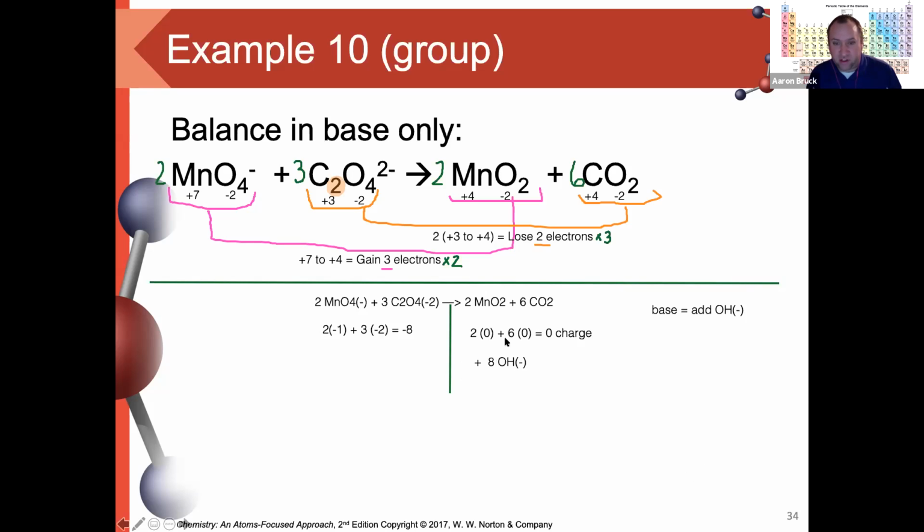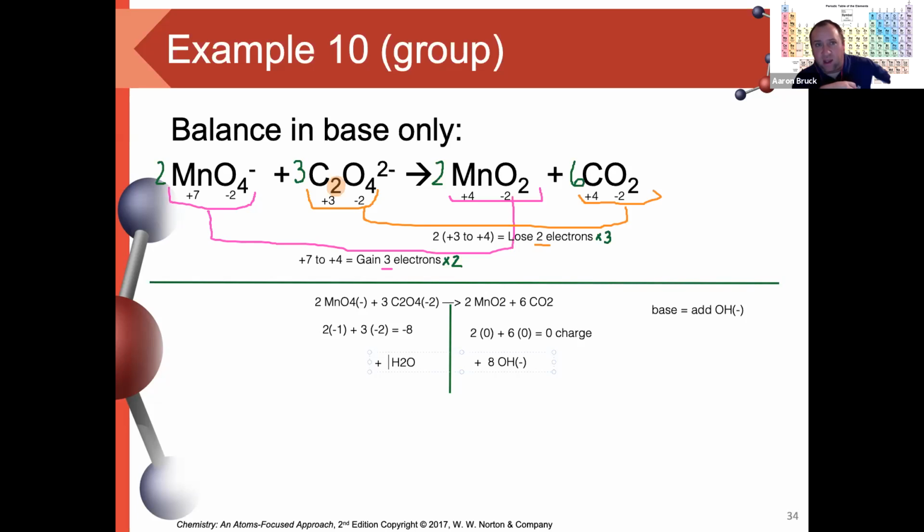Now in doing so, I've added a bunch of hydrogens here as well. I'm going to need to add waters to the opposite side to counterbalance that. Since I have 8 hydroxides that I added, how many waters am I going to need to add to the opposite side? Well, it's not going to be 0.